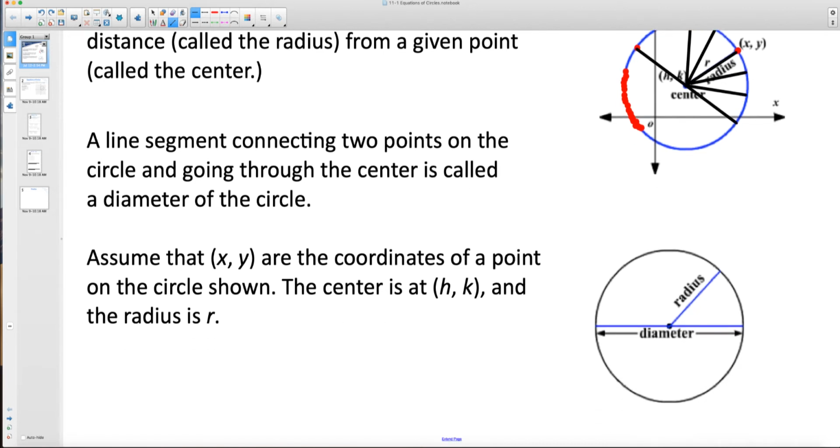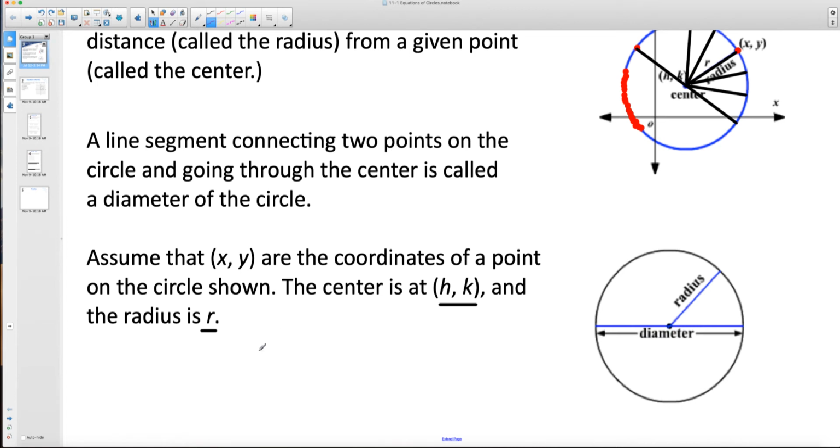We call the center of a circle, if it's a point, h comma k. That's just what they use in the math terms. And the radius we'll express as r. So an equation of a circle is just like we have an equation of a line. An equation of a line is y equals mx plus b. There's a special equation for a line, and there's a special equation for a circle.